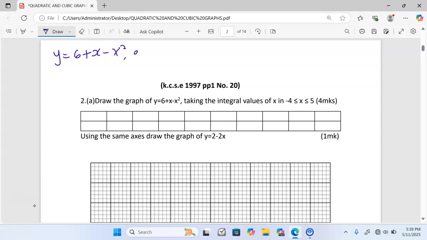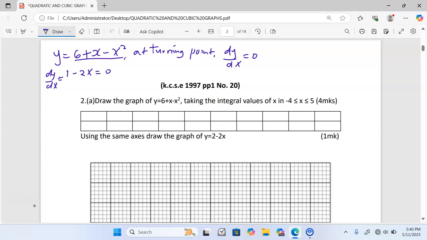And we know at the turning point of a curve, the differential function of that curve will always be equal to 0. So we can differentiate this function. We differentiate x, you get 1. You differentiate minus x squared, you get minus 2x. And this is going to be equal to 0. That is our dy over dx.